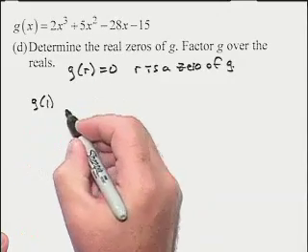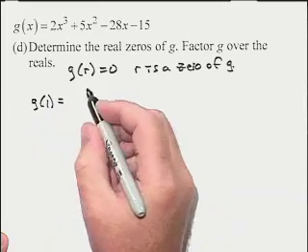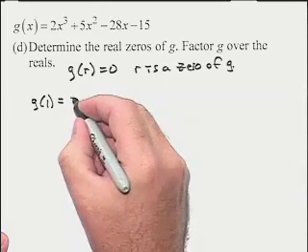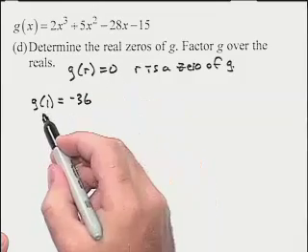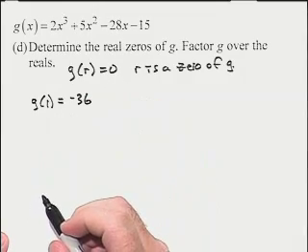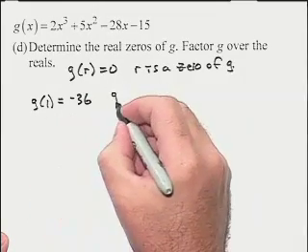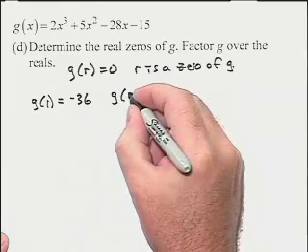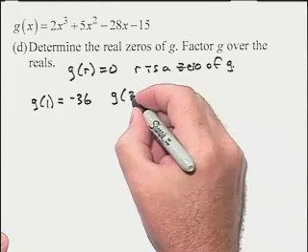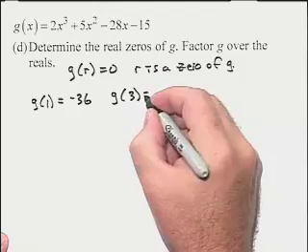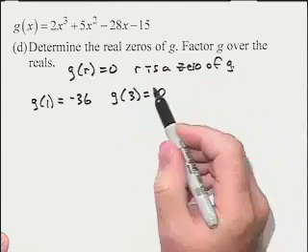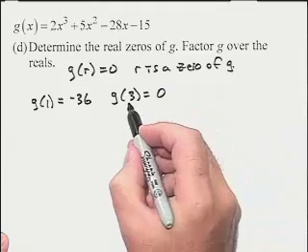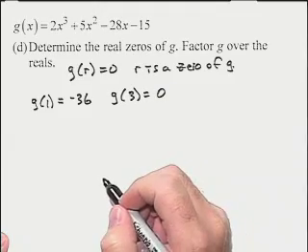For instance, we can start with g of 1. If we evaluate the function g at 1, we get negative 36. Since g of 1 is not equal to 0, 1 is not a 0 of the function. If we try the next positive integer, g of 3, g of 3 will give us the value of 0. Since g of 3 equals 0, we know that r is equal to 3 is a 0.